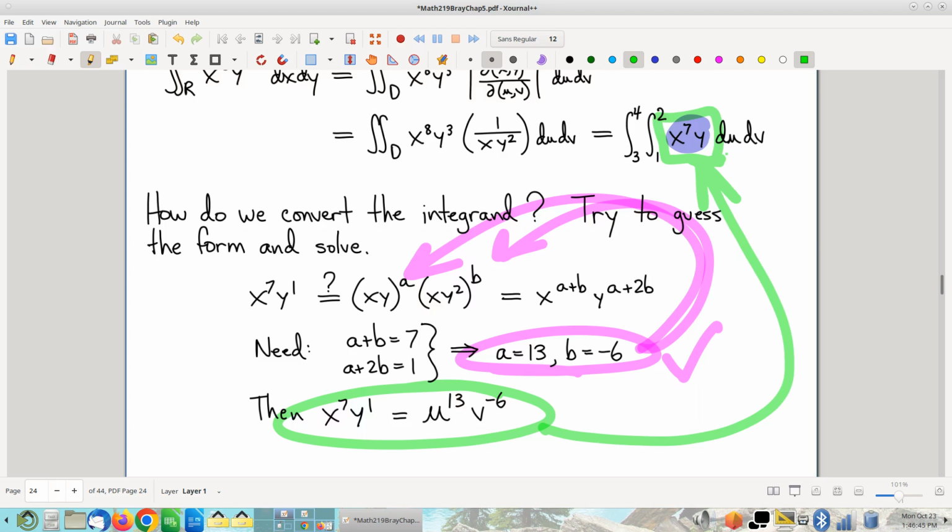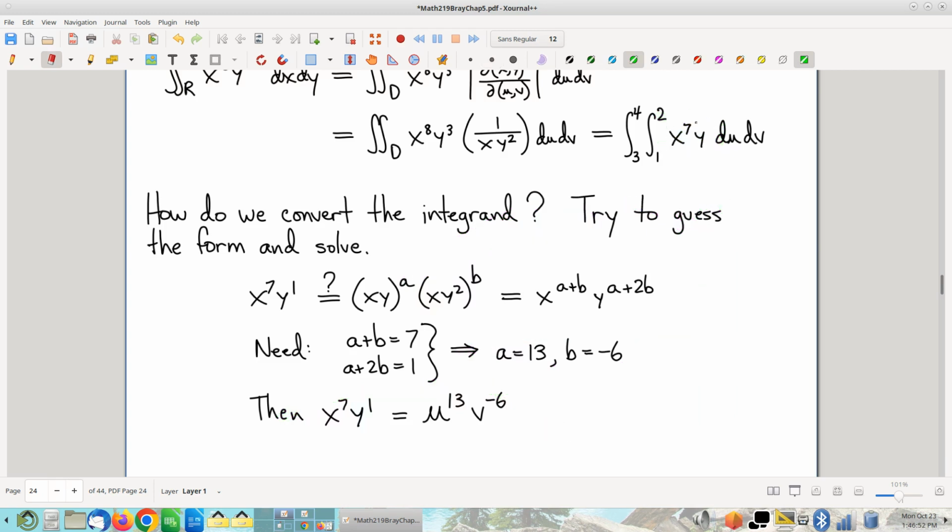Okay, yeah. Where did the a plus b and a plus 2b come from? Oh, that's just multiplying out this. If you just multiply all this out, yeah, it's a little bit of algebra.